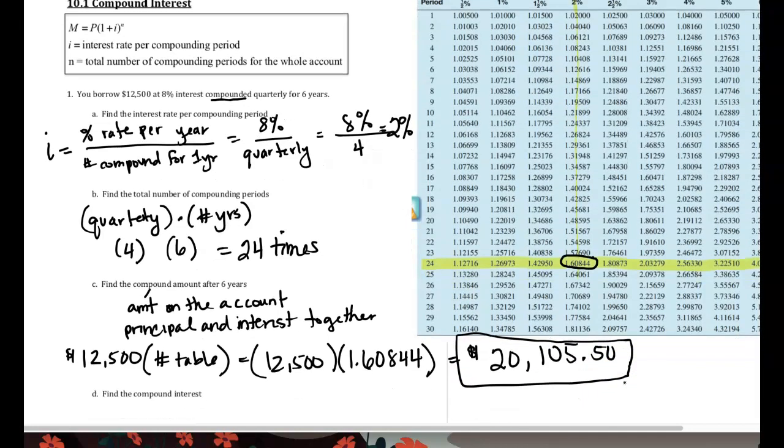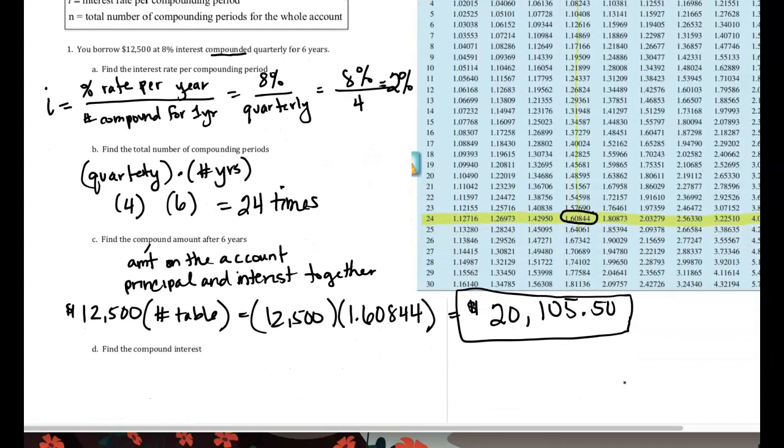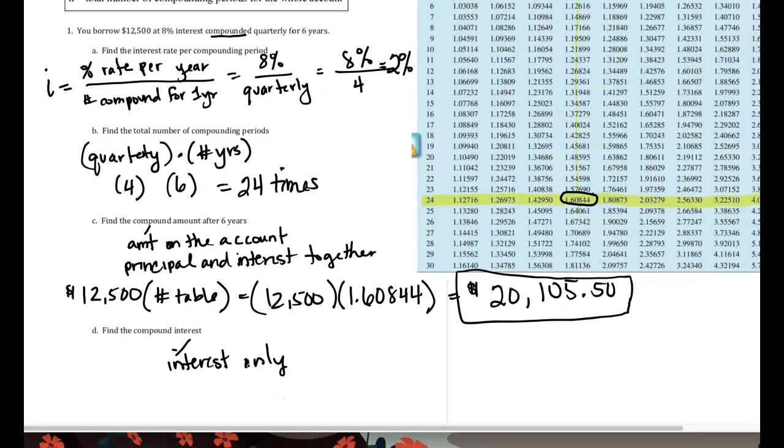Part D says find the compound interest. This is interest only. And the interest is the amount above and beyond the principal that was invested. Well, if $12,500 was invested, but the bank account totals $20,000, it's the difference in those. It's the amount above the $12,500 that was invested.